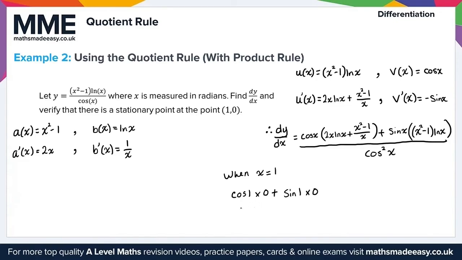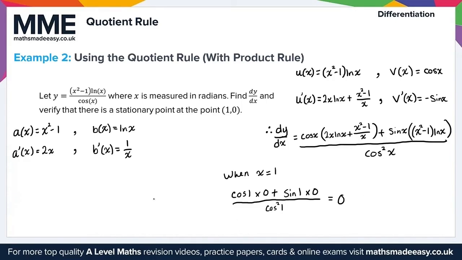And then finally here, we're going to have cos squared of 1 here. Okay, so cos squared of 1. And if you evaluate this on your calculator, what you'll find is this whole expression here is simply equal to 0 there. Okay, so therefore, as dy by dx is equal to 0 when x is 1, that verifies that there is a stationary point at x equals 1.